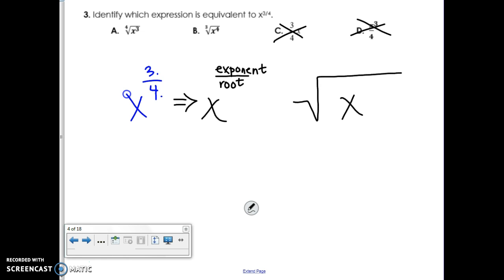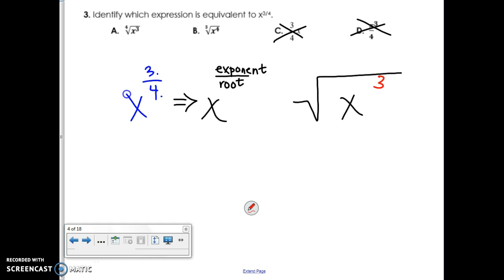So x always goes on the inside. We said the top number is the exponent. So 3 is my exponent. We know everything about exponents, and exponents always go up here. There's always that little number up on top. And the bottom number we said is always the root, and in this problem it is 4.